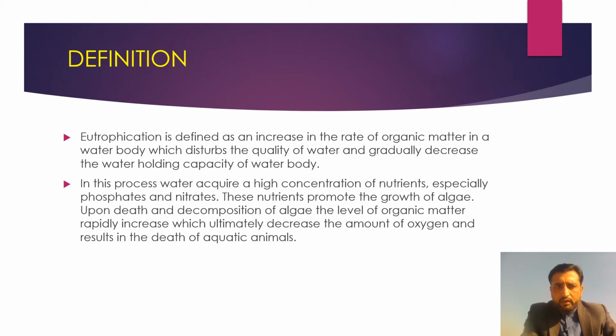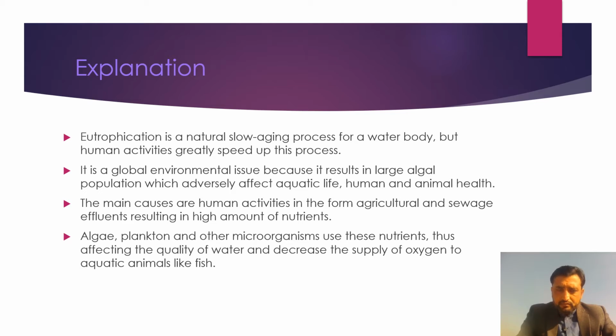So now let's move forward to the explanation of eutrophication. Eutrophication is a natural slow aging process for a water body, but human activities greatly speed up this process. Basically, eutrophication is a natural process. It is a slow process which spans about 100 years, but with the modernization of the world and the increase in human activities, with the increased use of fertilizers and various agricultural tools, the nutrient supply to the water bodies becomes higher, which increases the process of eutrophication at a faster rate.